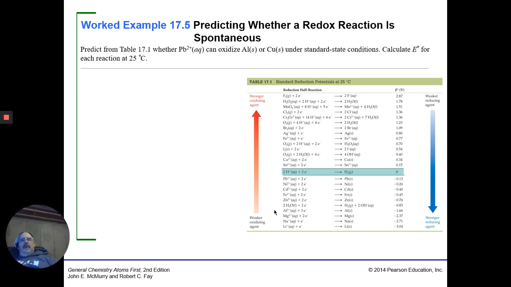Okay, predicting whether a redox reaction is spontaneous. Okay, predict from the table whether lead-2 can oxidize aluminum or copper under standard state conditions. Okay, so here's lead-2, and aluminum is down here. Okay, so the higher up on the chart, the more easily reduced it is. So lead-2 would, in fact, oxidize aluminum.